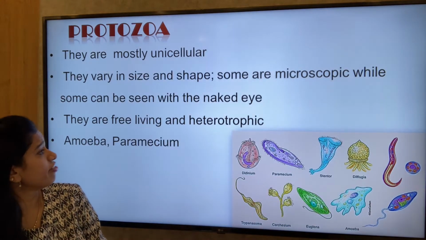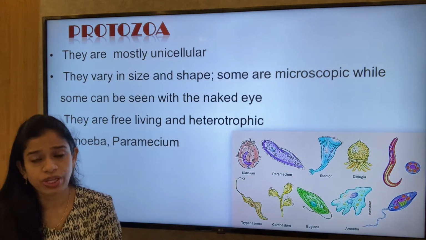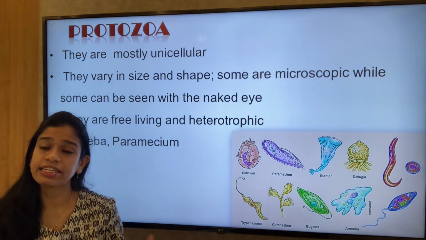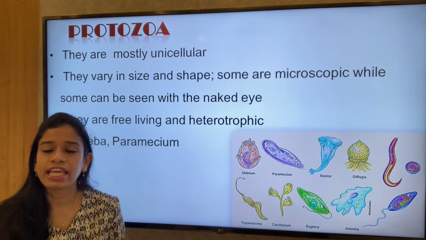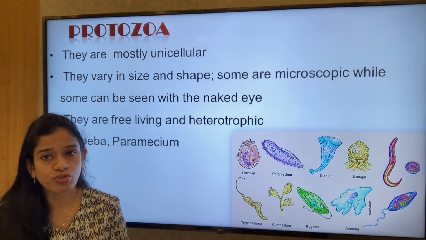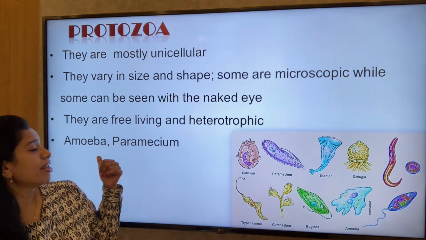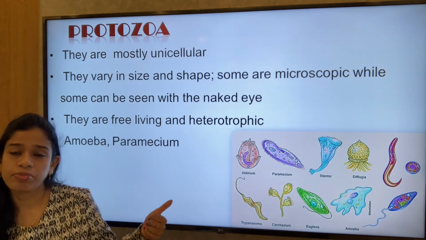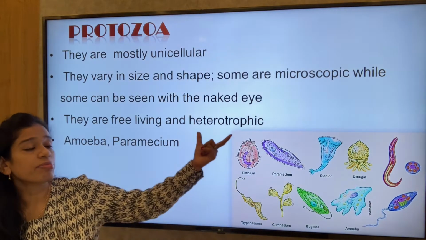They are free living and heterotrophic. That is not like the fungus that depends on any dead and decomposed material. They are free living and they can have their own food. They don't depend on others for their food. Examples are amoeba and paramecium. You must remember this term heterotrophic.